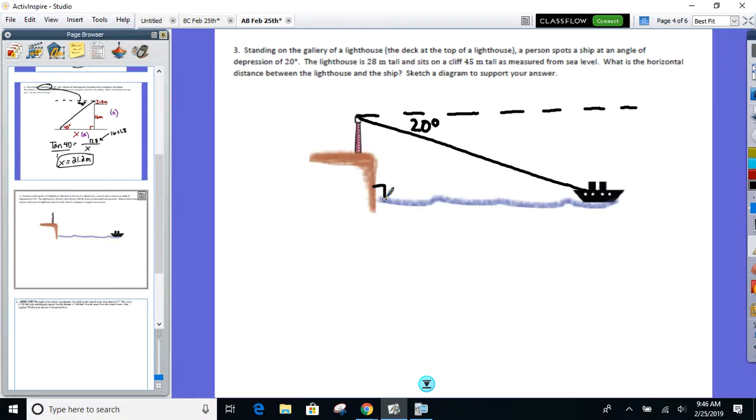Looks good. Horizontal distance. What's horizontal? Correct. Okay. If I leave out the word horizontal, yes, fine, that would be the distance I want. But since it says horizontal distance, I want this one going across. Okay. Looking good.